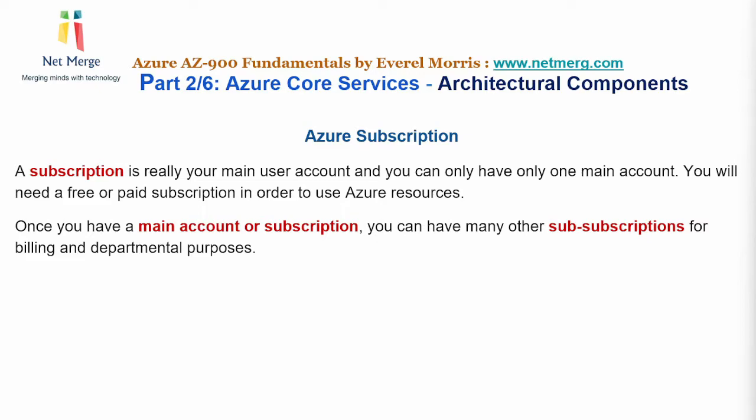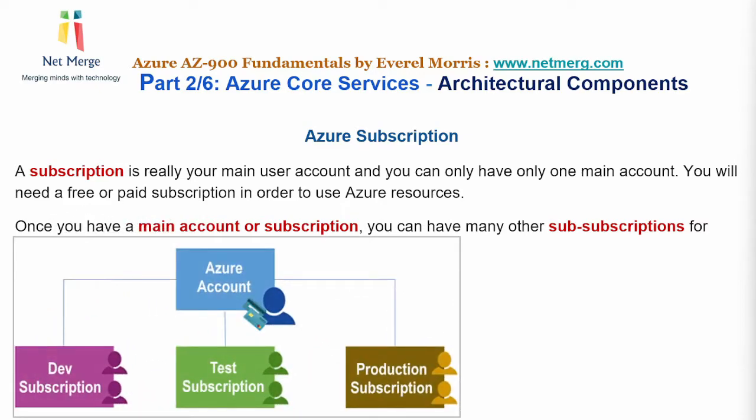Once you have a main account or a subscription, you can have many sub-subscriptions for billing or for departmental purposes in Azure. A general overview is this diagram right here. This is your Azure main subscription or your main account. And then you could have a subscription for development, a subscription for testing, or a subscription for production. So you would end up with 3 separate subscriptions, but they all would fall under your main account and they would get billed through your main account.